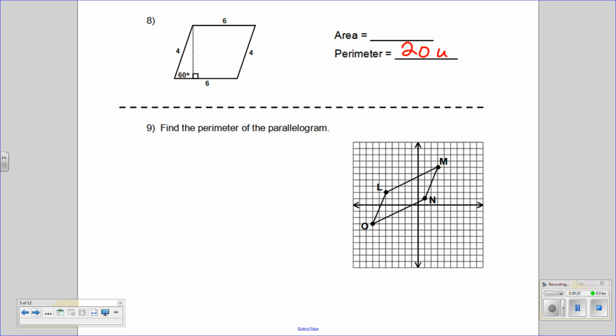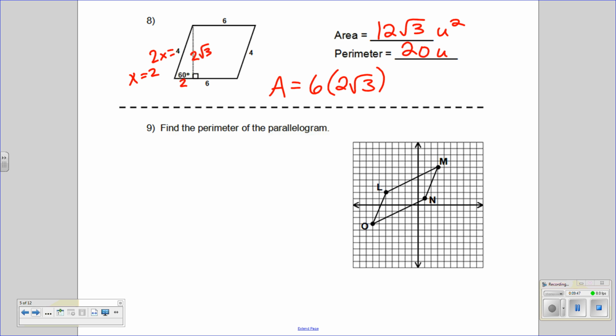And then for our area, we've got a 30, 60, 90. So my hypotenuse, remember, is 2x. That means x equals 2. That's across from the 30. So this is 2, and across from the 60 is going to be 2 square root of 3. So to get the area, you're going to do base times height. So it's going to be 6 times 2 square root of 3, which is 12 square root of 3 units squared.